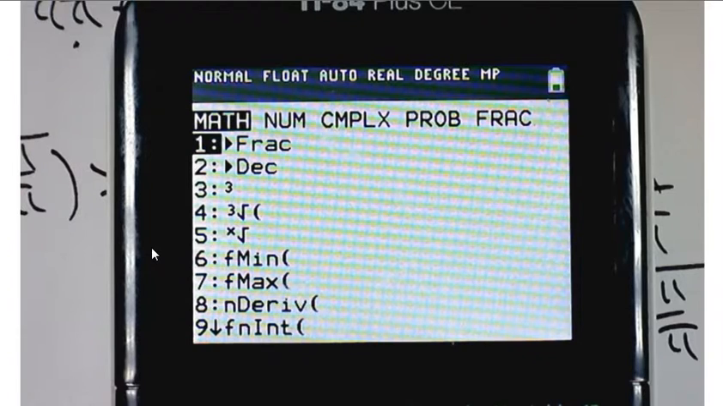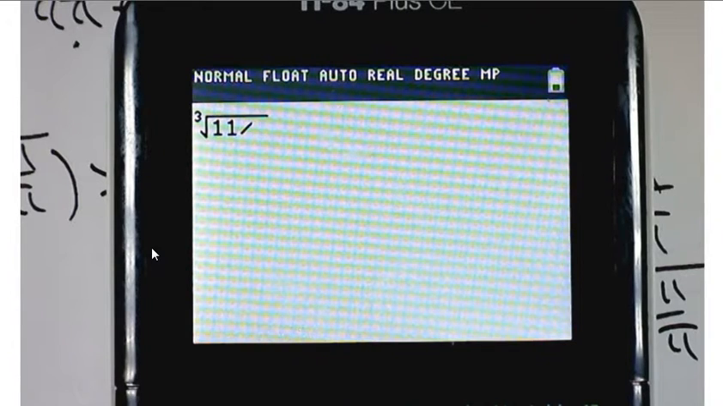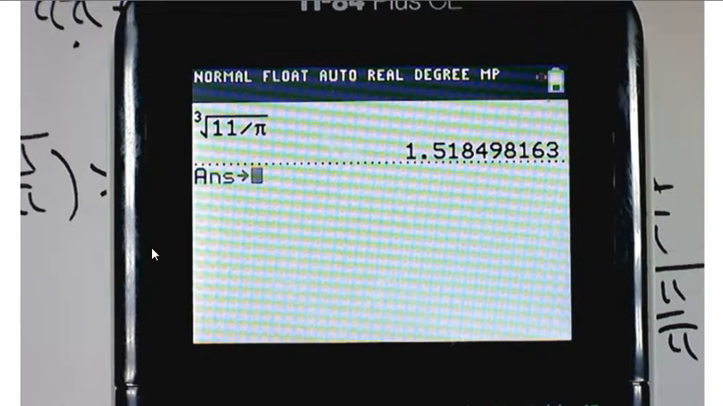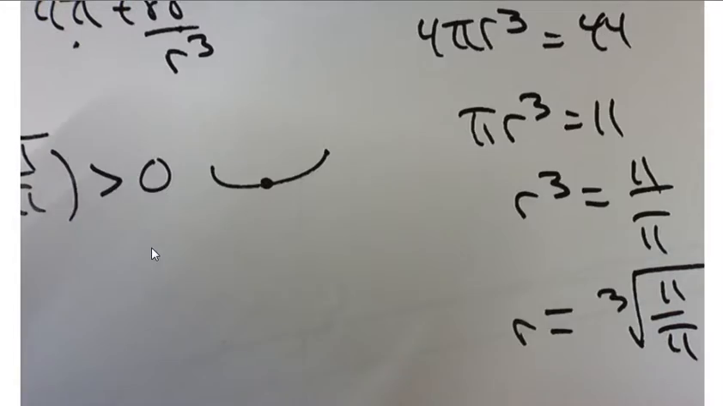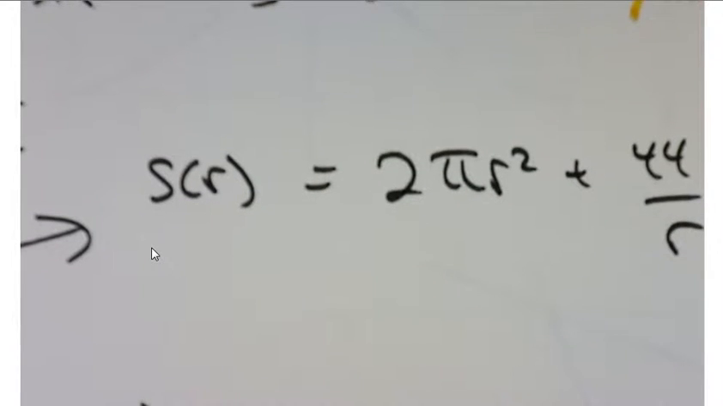So the cube root button is underneath the math menu. Fourth option down gives you the cube root. We want 11 divided by pi. The convenient thing to do is to store this in x, because plugging this in is kind of a pain. In fact, when I first did this problem and plugged it in and got a numerical solution, I found out something interesting about our can.